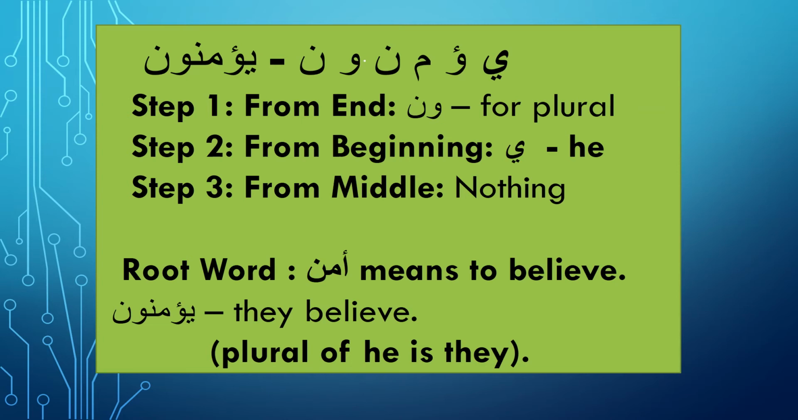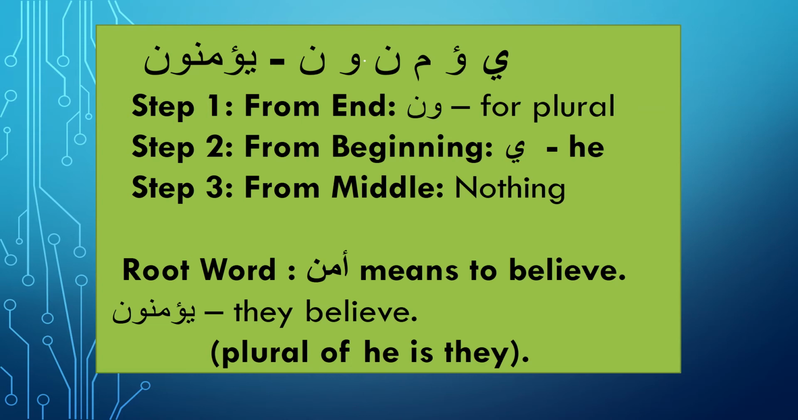Hamza, mim, noon are also removable, but only after ya is removed do we get an opportunity to remove alif, hamza, mim or noon. So after removing ya, we remain with 3 letters, and that completes our extraction. The root word is iman, hamza, mim, noon, which means to believe.